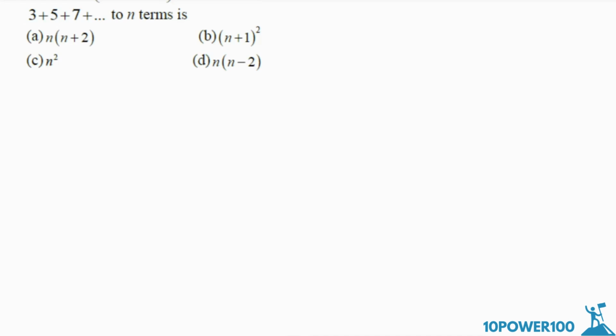Question. 3 plus 5 plus 7, up to n terms, we have to find the sum. So if you see the series carefully, it is an AP series. 3 plus 5 plus 7, and so on up to n terms. We have to find the sum of n terms.